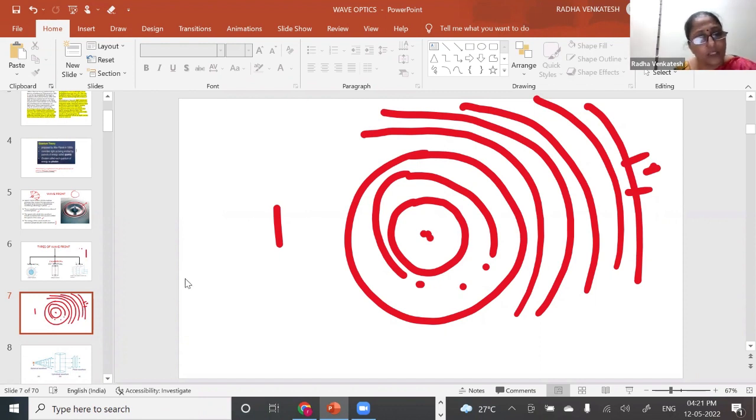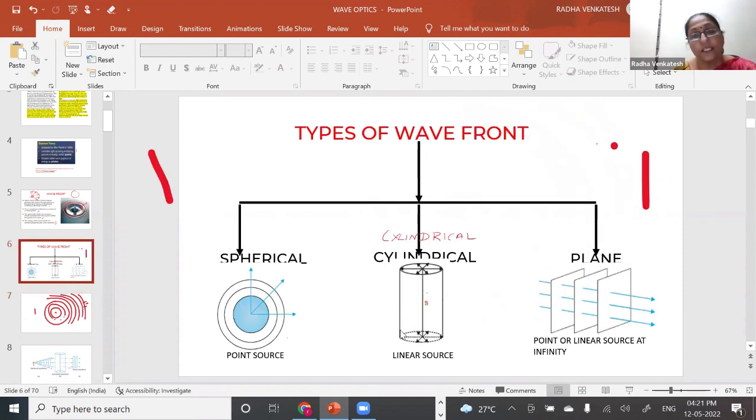Similarly, it could also be the cylindrical wavefront, which is the linear source, which is again at an infinite distance from the position where the wavefront is received. So for plane wavefront, the source is going to be a point source or linear source at infinity.